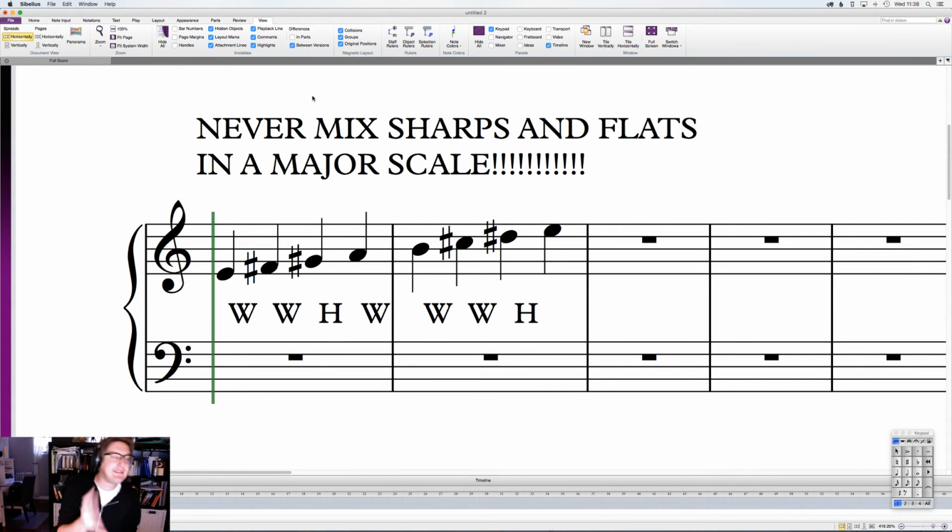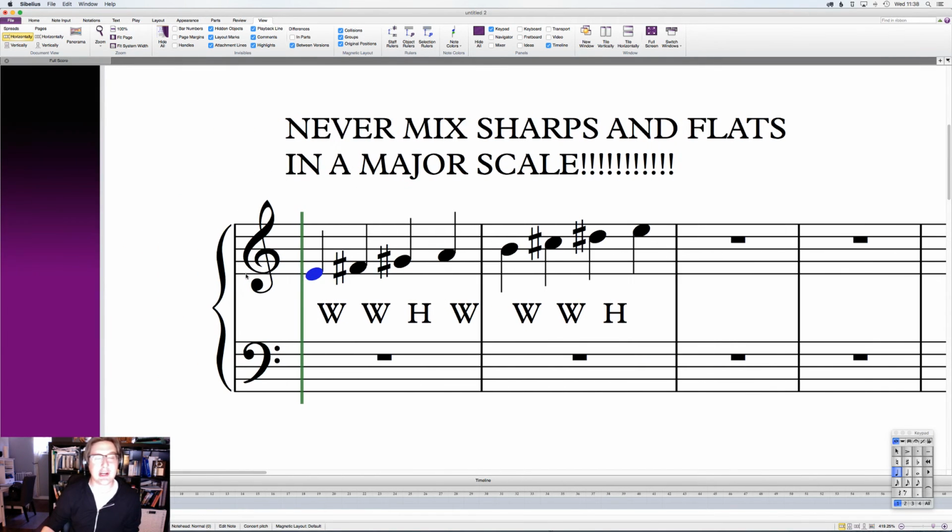Now, why is this helpful? This is helpful because remember, we started here and when we sharped this F, we knew we couldn't lower this E. We knew we needed to raise this F. And as soon as I put a sharp on that F, that should tell me more than just that the E scale has an F sharp in it. It should also tell me that all the other alterations that I'm going to make as I move up are going to be sharps. Okay?